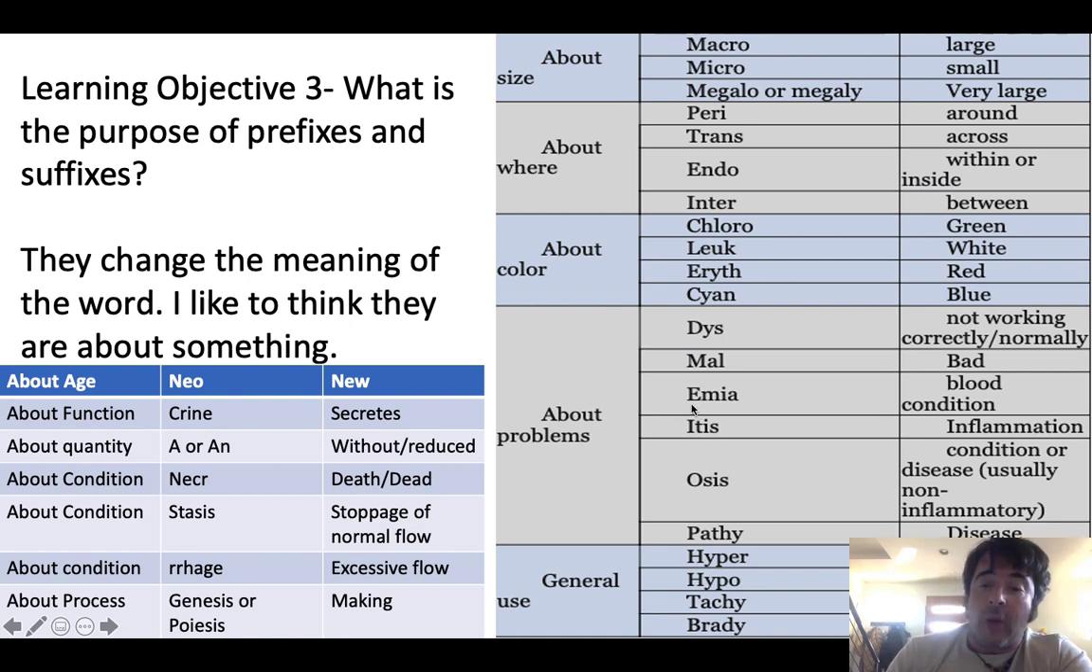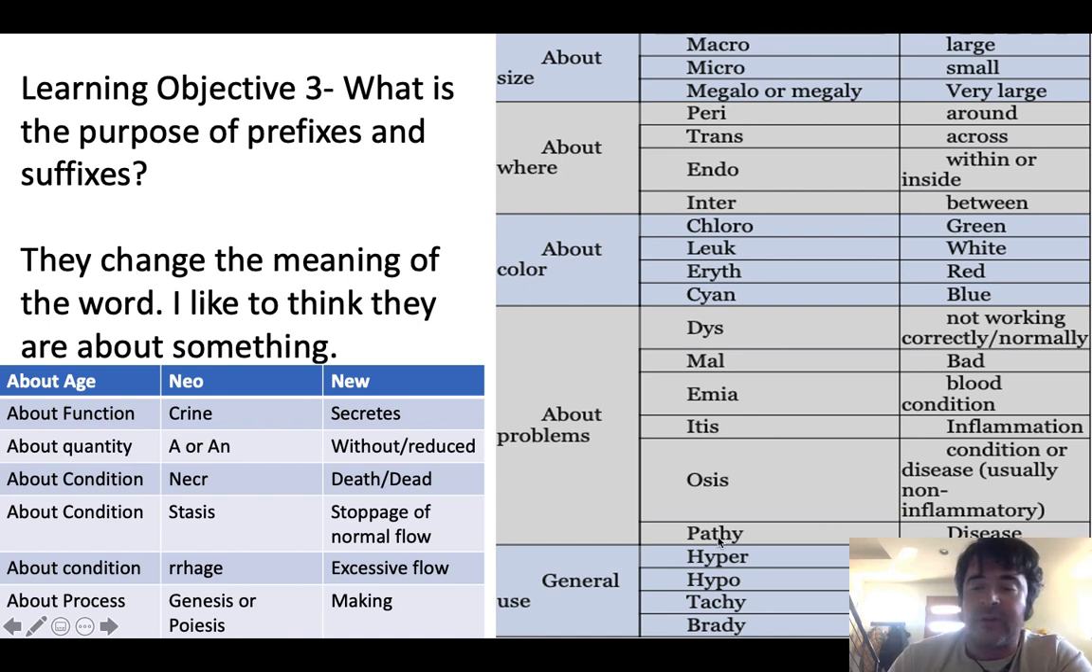Now, whereas prefixes tend to be about size, or where something is, or a color, or an amount of something, or whether it is high or low in terms of hyper or hypo, suffixes tend to tell you about problems. So suffixes here that I definitely want you to be familiar with are itis and osis. Itis is a condition of inflammation. Osis is a disease condition, usually non-inflammatory. So that's why you'll see itis and osis in certain things.